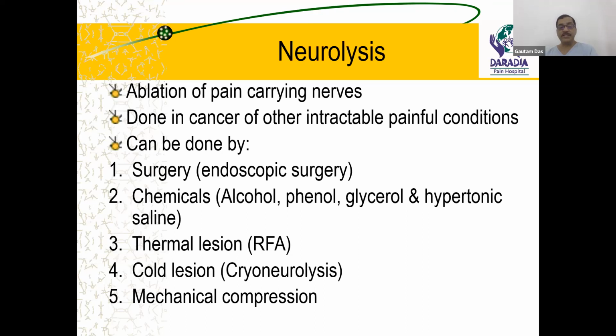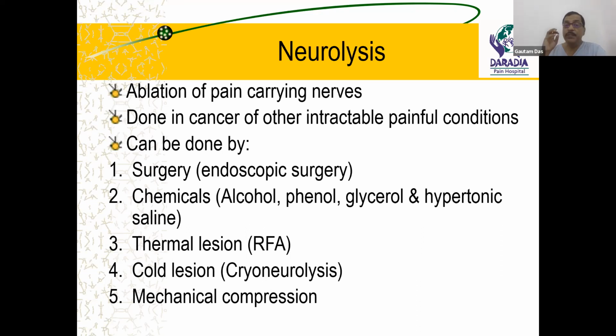So we were discussing the different ways to do neurolysis. Number one is surgery. I told you it was old, but now endoscopic surgery is again gaining popularity. Second is chemical. Four chemicals we discussed: alcohol, phenol, glycerol, and hypertonic saline. Then comes radiofrequency, where we are applying heat to produce the lesion. Then cryo, where we are applying cold to produce the lesion. And sometimes you are compressing the nerve, like the balloon compression in the ganglion.